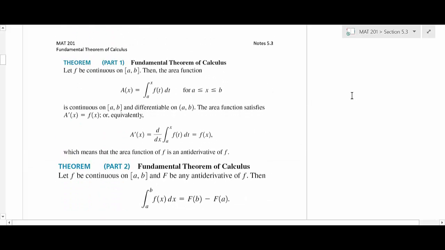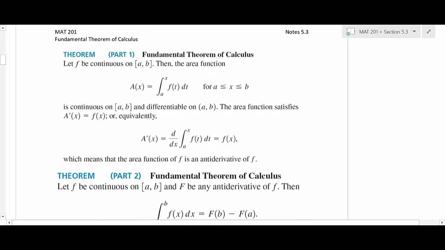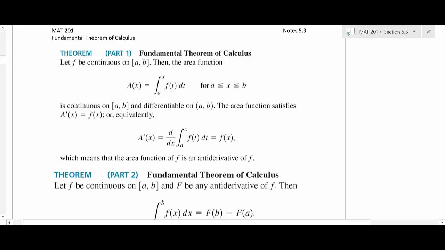So here's the fundamental theorem. The next page is talking about this, and the idea is basically this. You have an area function on a continuous interval a to b. If you take the derivative of this area function, which is also the derivative of this integral, you would get the function back.